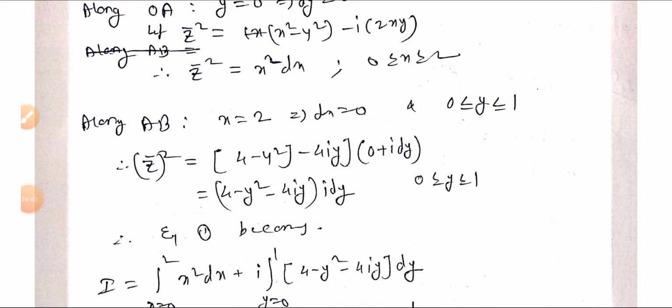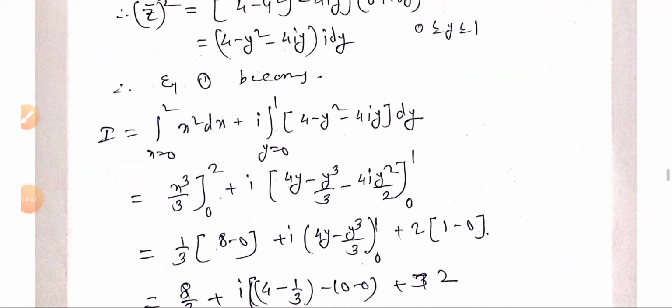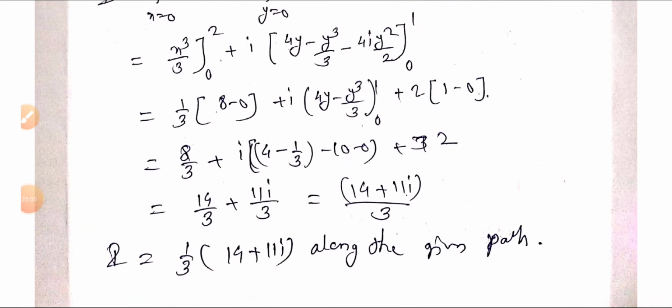Now by simplification, we get 4 minus y square minus 4iy into i dy, and y varies from 0 to 1. Therefore equation 1 becomes I equal to the integral of x square dx, x from 0 to 2, plus i times the integral from y equal to 0 to 1 of 4 minus y square minus 4iy dy. The integration of x square is x cube by 3, and the integration with respect to y gives 4y minus y cube by 3 plus 4i y square by 2. By simplifying this we get 14 by 3 plus 11i by 3, or 14 plus 11i by 3, or taking 1 by 3 outside, 1 by 3 into 14 plus 11i, along the given path. Hence the solution.